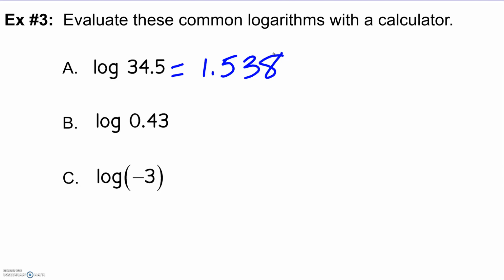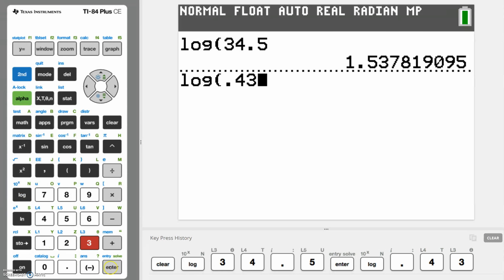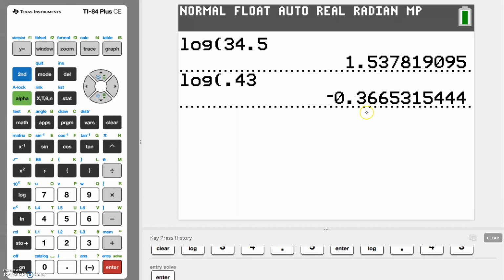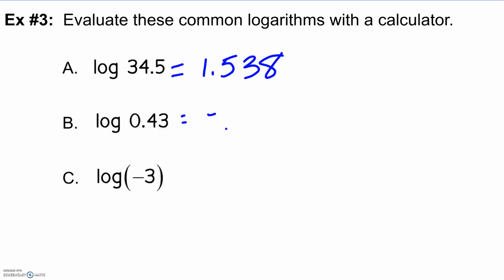If you do the log of 0.43, that gives me negative 0.367. I want to point something out about these. Notice that this first one, I got a positive answer, and the second one, I got a negative answer.